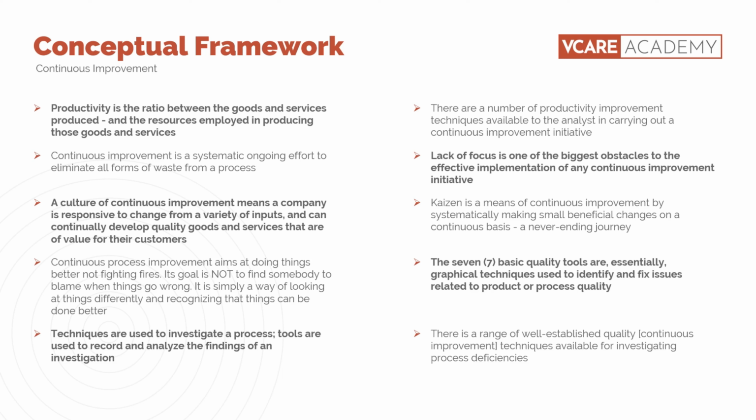The 7 basic tools are essentially graphical techniques used to identify and fix issues related to product or process quality. Techniques are used to investigate a process. Tools are used to record and analyze the findings of an investigation. It's a range of well-established quality continuous improvement techniques that are available for investigating process deficiencies.